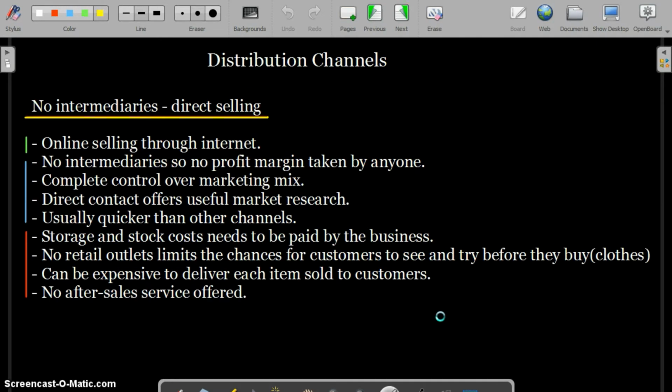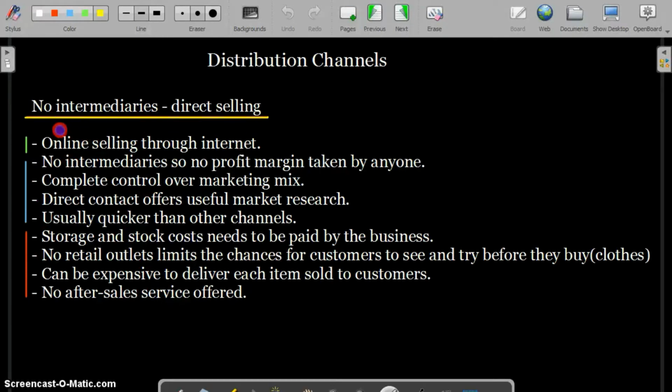So let's go to the different types of distribution channels. There are mainly three types of distribution channels. One is the no intermediary, where you don't have any intermediary in between. There's a single intermediary and there's a double intermediary. Before I start explaining, just for your convenience, I've marked this with green, blue and red. Green is the details of that particular method, blue are the advantages and red are the disadvantages.